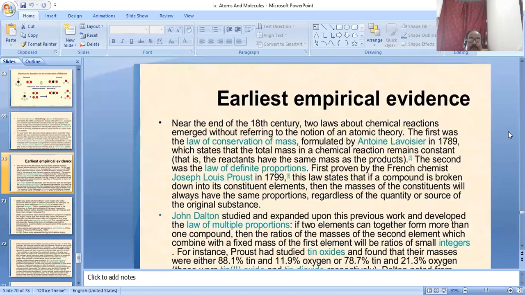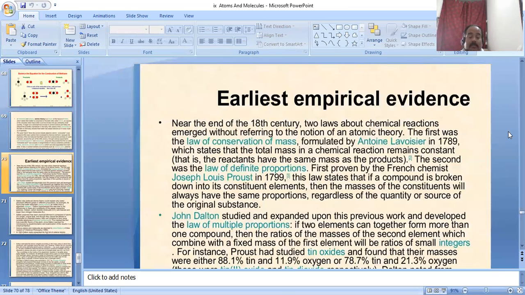Dear students, in the previous video we discussed balancing equations, and today our topic is the earliest empirical evidence. Near the end of the 18th century, two laws about chemical reactions emerged, referring to the notion of atomic theory. The first was the law of conservation of mass, formulated by Antoine Lavoisier in 1789, which stated that the total mass in a chemical reaction remains constant.